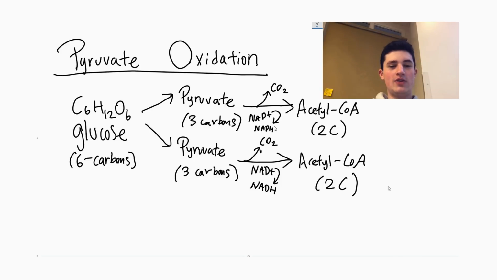In summary, acetyl-CoA synthesis is when each pyruvate molecule from glycolysis oxidizes and produces an acetyl-CoA molecule, a CO2 molecule, and an NADH molecule. You should know this kind of stuff.